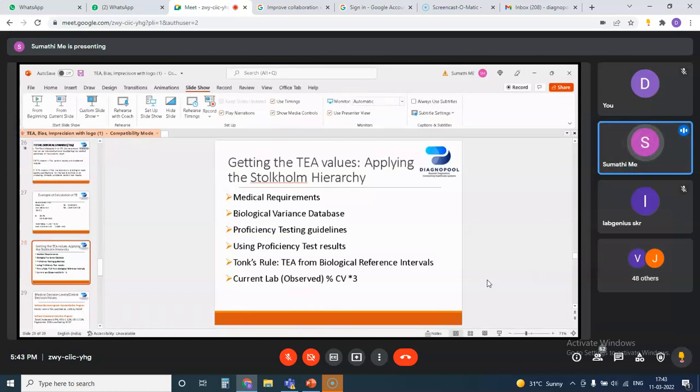But always remember, when you do not have the guidelines for the above mentioned quality control guidelines, you can use the last resort, the Tom's rule and the current lab CV. But otherwise, at any given point of time, you have to start from the first point itself, that is, the hierarchy should be followed from the medical decision requirements according to the parameter.